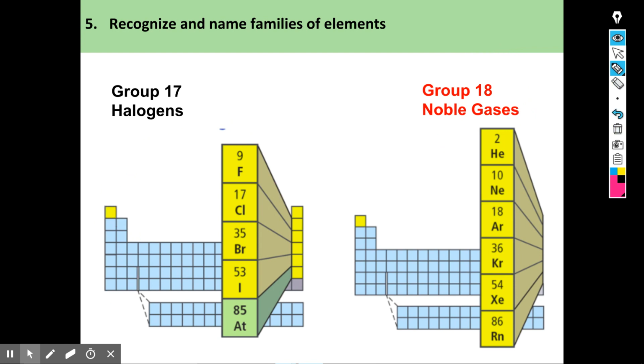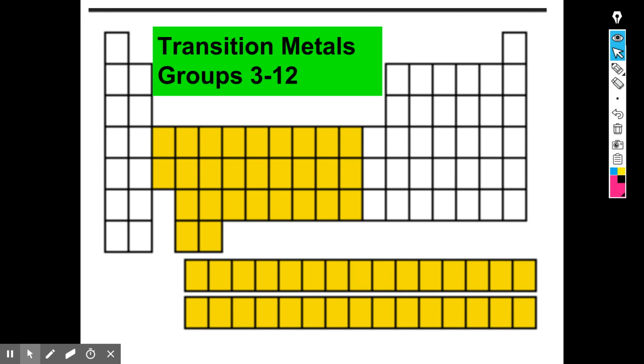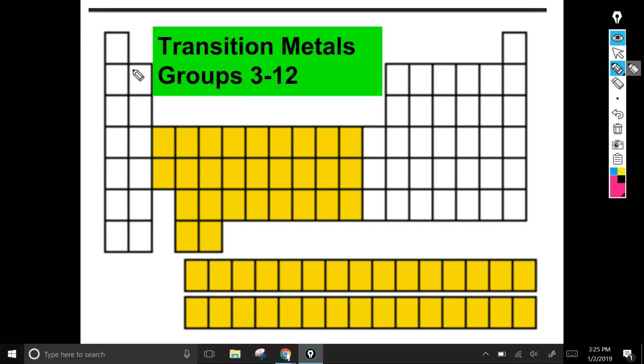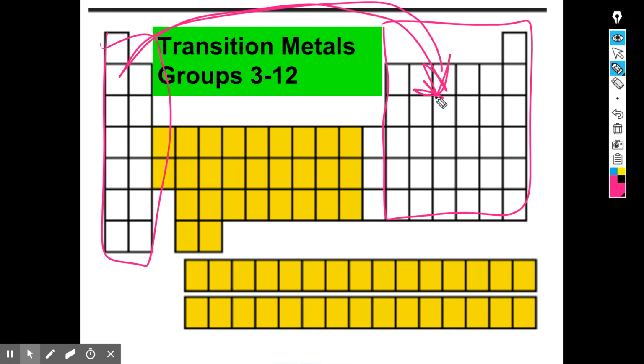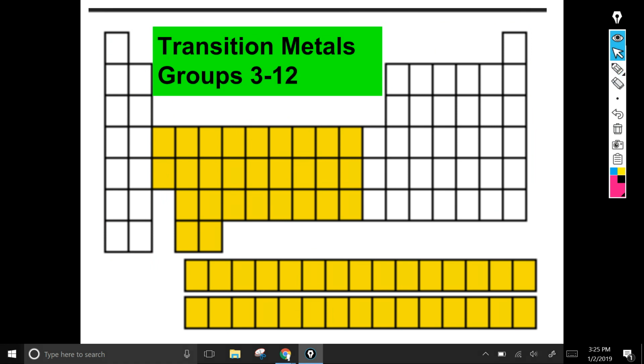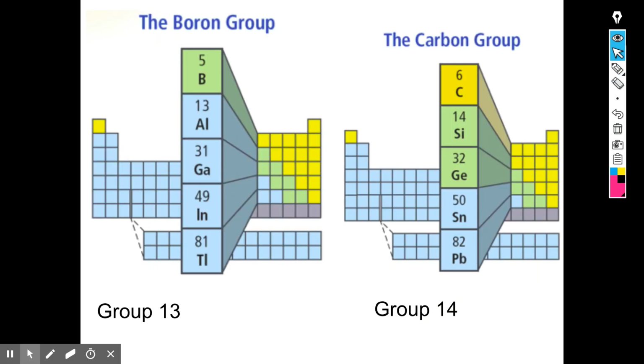We also had a special name for this middle section, the section that's down low. We've got this bunch up high and this bunch that stick up high. These are referred to as the main group elements, and that's what we're mostly concerned with your freshman year. These transition metals here and down here are called the transition metals, groups 3 through 12. We're not going to worry much about them this year. You'll find out more about them in chemistry later.